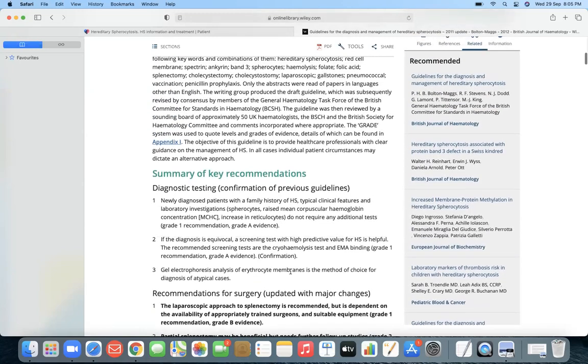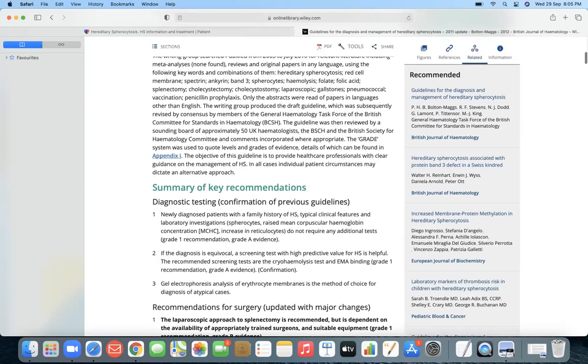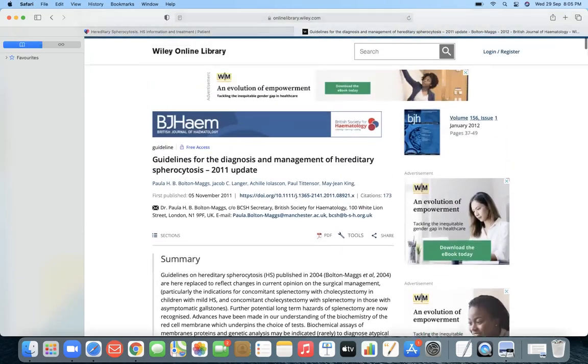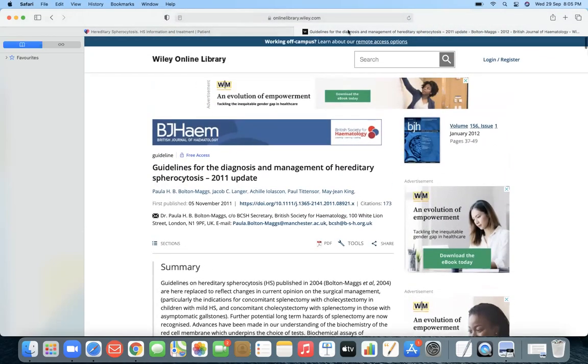And for diagnosis, the main things are family history, clinical features, spherocytes in blood film, raised MCHC and raised RDW in CBC, and increased reticulocyte count, which is enough for diagnosis. If you are not clear, then only you will go for EMA binding test or cryohemolysis test. That's it. This much is more than enough to remember for the diagnosis.